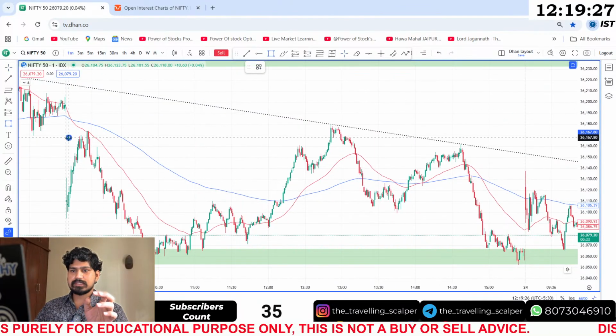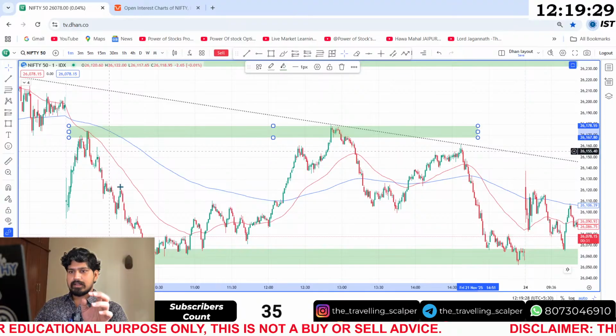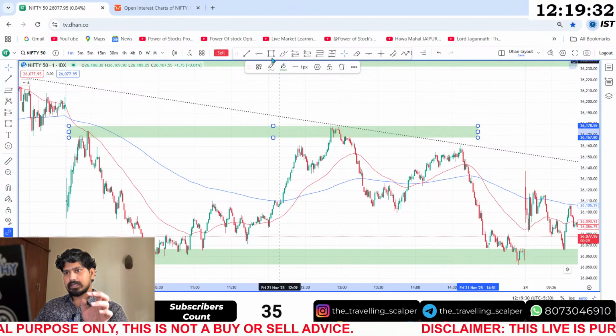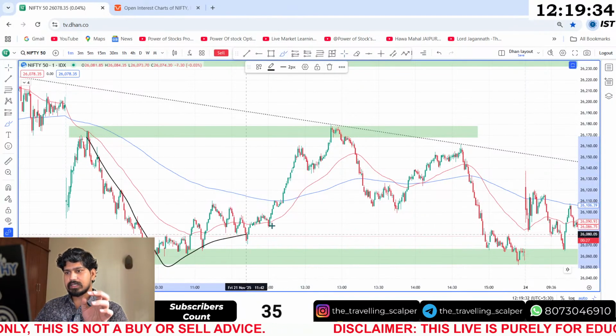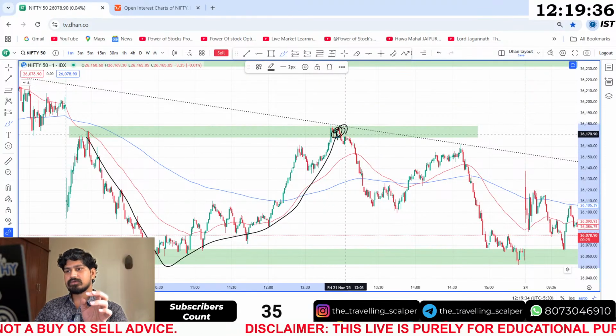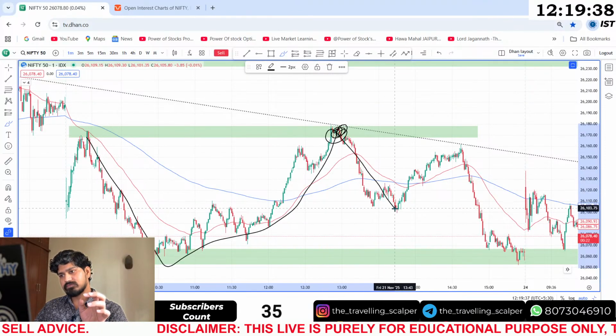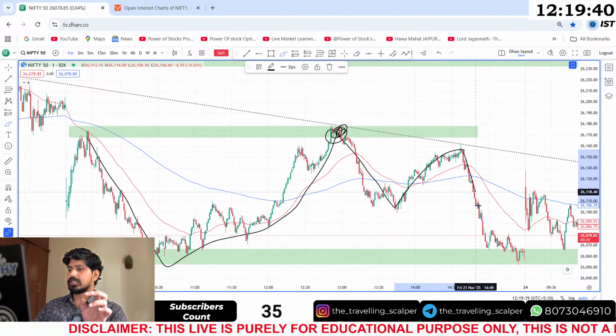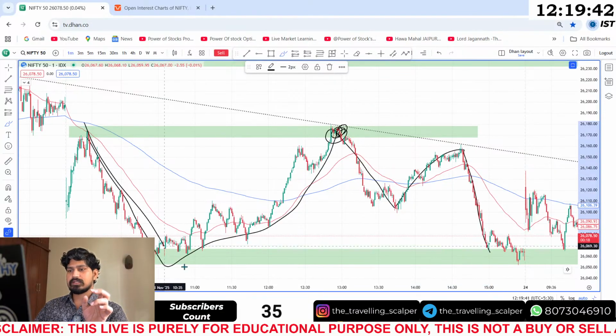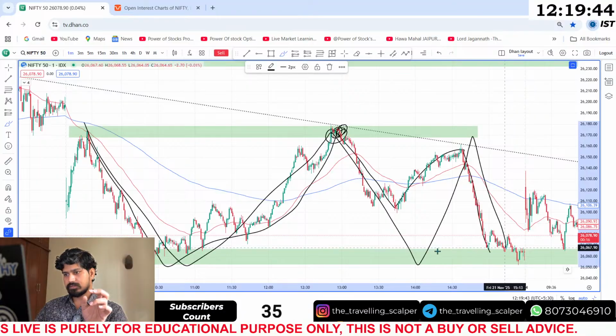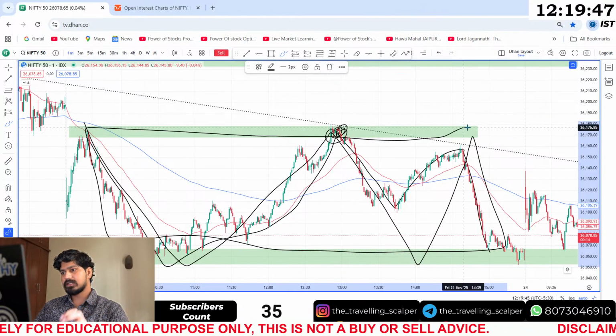On Friday, this was acting as a strong resistance level and this was acting as a strong support level. The market came down to the support level, and again it went up to the resistance level, took resistance, and again came down half of the level, went up again, and again came towards the support level. So it is moving in a zone or a range. The same thing we are expecting in today's market as well.